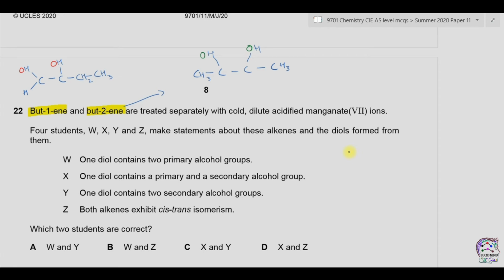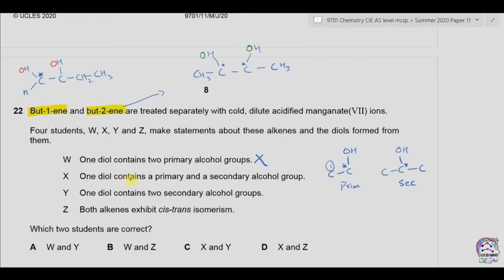Now primary alcohol and secondary alcohol can be described like this. Primary alcohol means that the carbon attached to the OH group is further attached to only one carbon atom directly, while secondary alcohol means that the carbon atom directly attached to the OH group must be attached to two carbon atoms. So this one is primary and this one is secondary alcohol. W says one diol contains two primary alcohol groups. So we have this one as primary alcohol, and this is not primary, this is secondary alcohol. In the second compound we have secondary alcohol and secondary alcohol. So this is wrong.